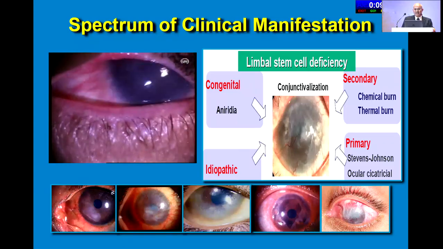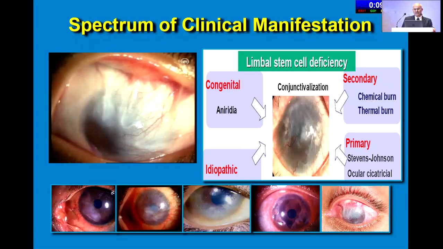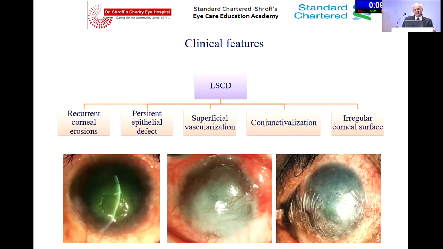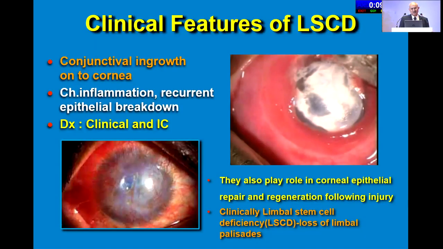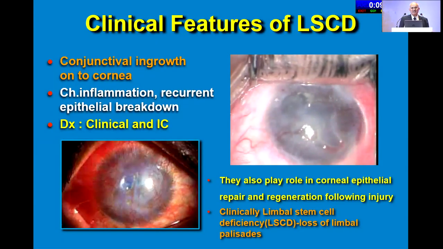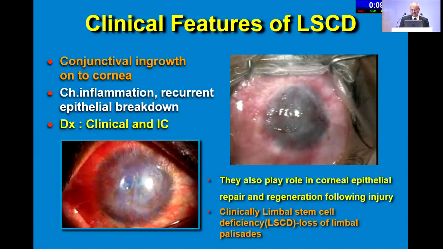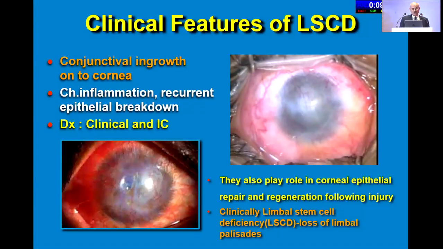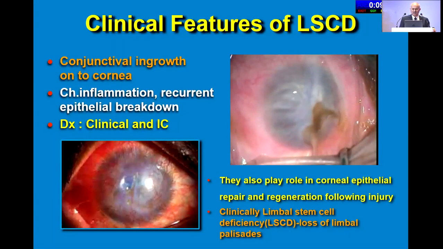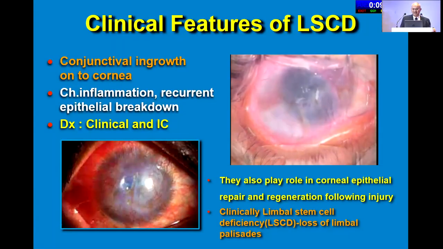So in summary of this section, stem cell deficiency can be dysfunction or destruction, and that will determine the treatment. For diagnosis, essentially the diagnosis of LSCD is clinical, and these are the clinical features. Here you can see there is conjunctival ingrowth onto the cornea, because loss of the limbus causes loss of barrier function, and conjunctiva grows onto the cornea. This epithelium is unstable, so it may break down, causing recurrent epithelial defect and redness.